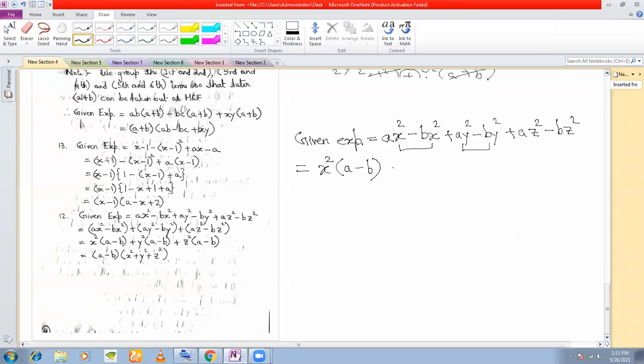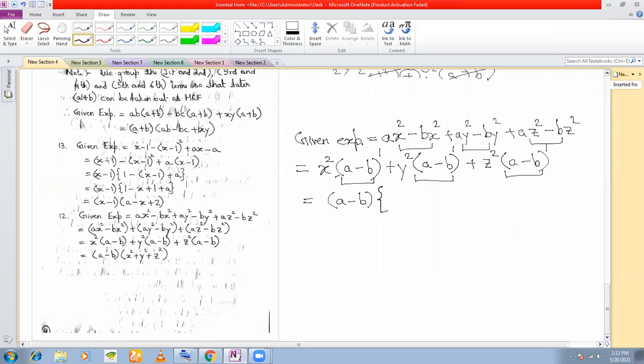Now, from these two, I see a y square common. So I take a plus y square out. What am I left with? Again, an a minus b. Again, from these two, I take a z square common. What am I left with? a minus b. Now, a minus b I can take common from all three because I have a minus b here, a minus b here, a minus b here. I take them out. All the powers are 1.